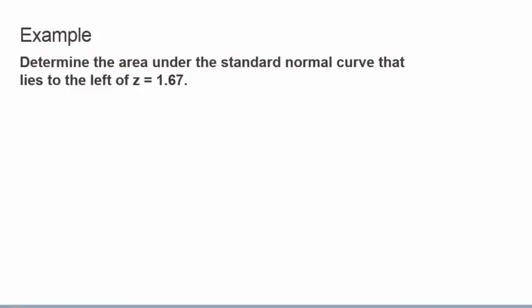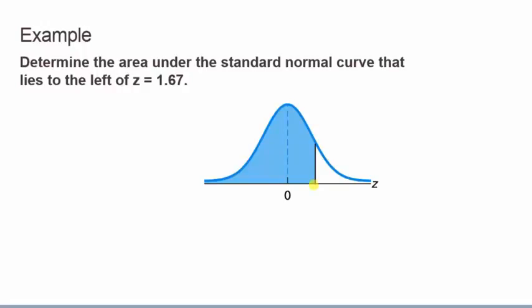Example: determine the area under the standard normal curve that lies to the left of Z equals 1.67. First, we want to make a sketch of what this looks like. We are given Z is 1.67, and we want to find the area that is to the left. So we want to go to our normal distribution table.